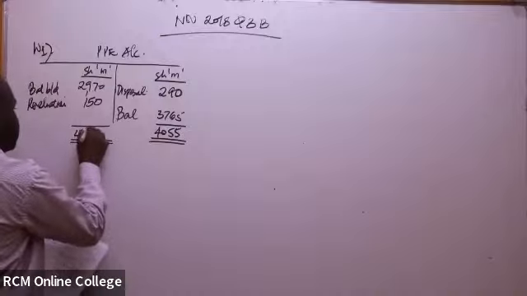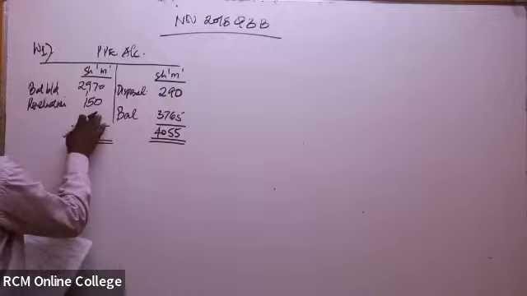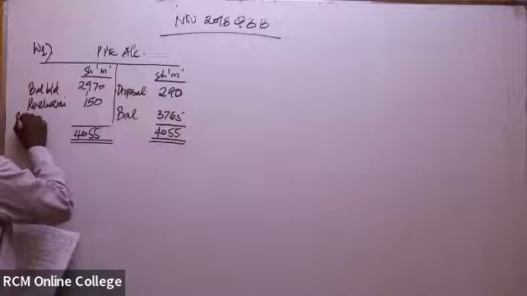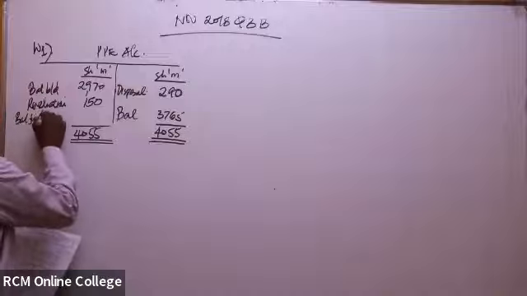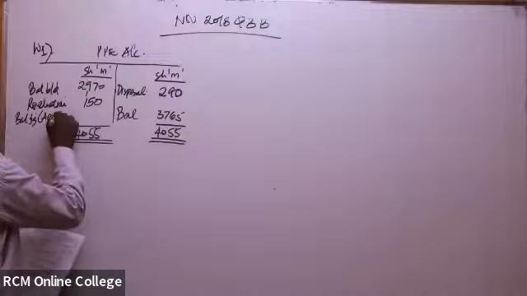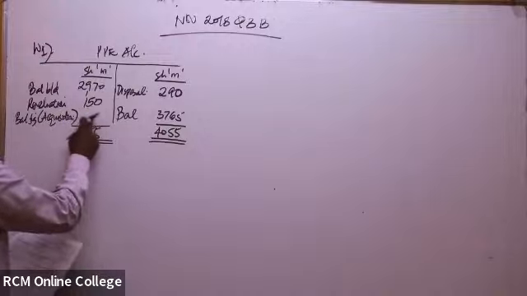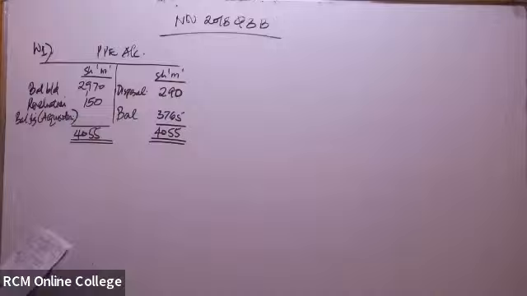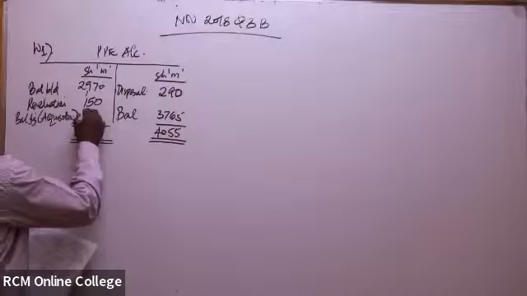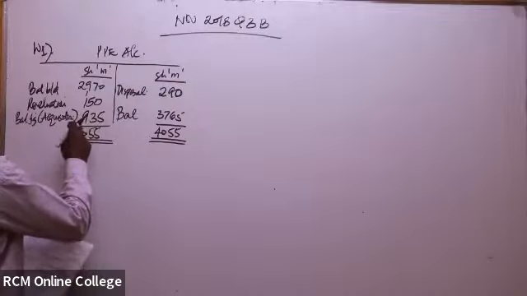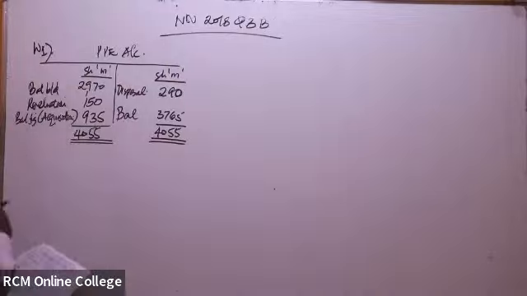There'll be a balancing figure here, which will be the acquisition of additional assets during the year. The balancing figure is 935. So this was the acquisition of extra assets during this year.